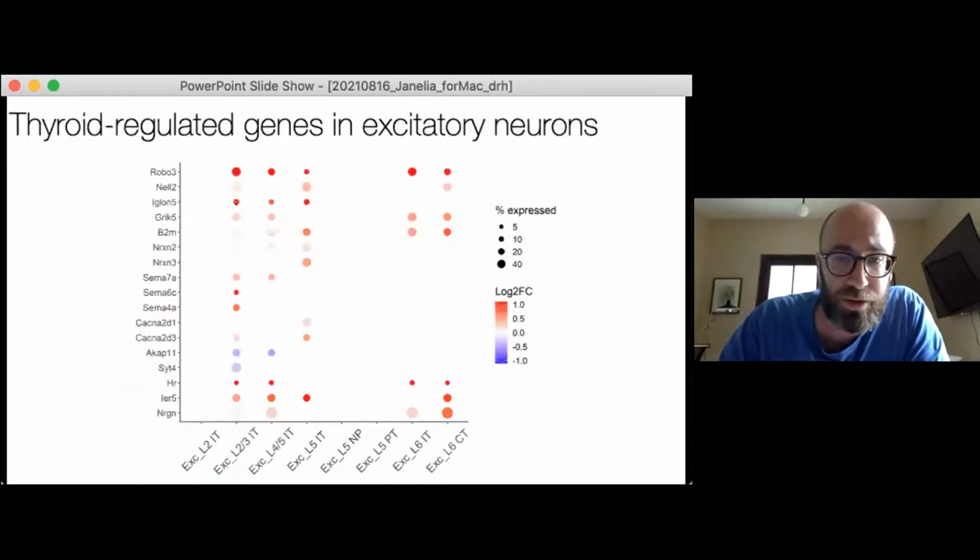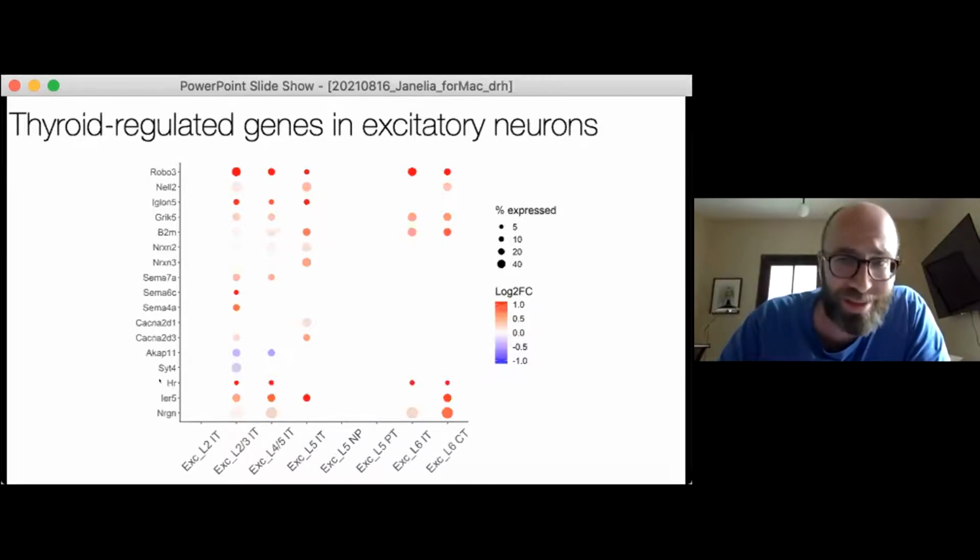So taking a closer look here, I've plotted some representative thyroid-regulated genes and excitatory neuron cell types, which are listed along the horizontal axis. The dot size is related to the percentage of cells we found the gene expressed in, and the colors, the degree of induction between control and thyroid state. We have induced genes on the vertical axis, and these include presynaptic molecules such as neurexins and semaphorin, auxiliary calcium channel subunits, and at the bottom here, we have canonical thyroid control genes.